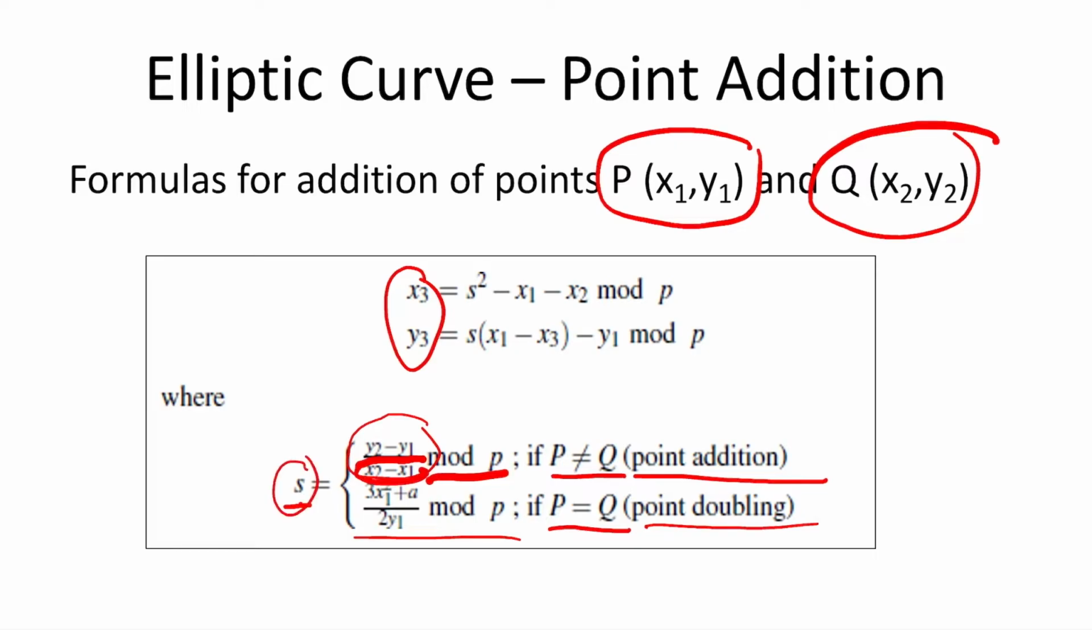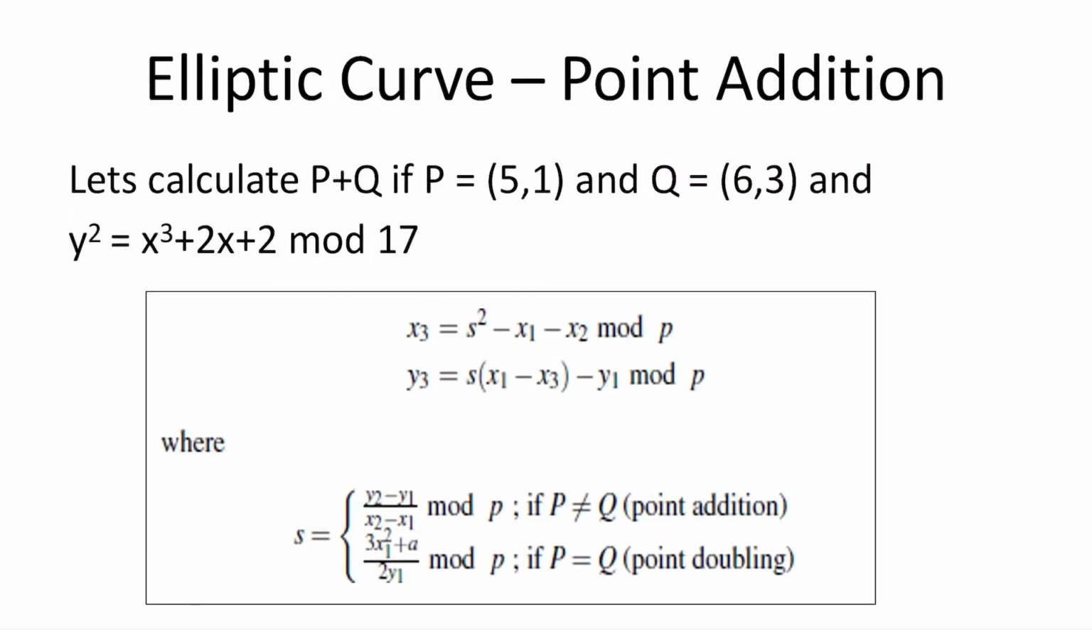And so once we have the value of s from either of these 2 equations, then we plug that value s into this formula right here along with x1 and y1 values to get x3 coordinate, and then we plug in our s value along with x3 value that we just got and x1 and y1 value in this equation to get y3 coordinate. And then we have our resultant point x3, y3. So let's look at an example. Let's say we want to add points P and Q given this elliptic curve over finite field.